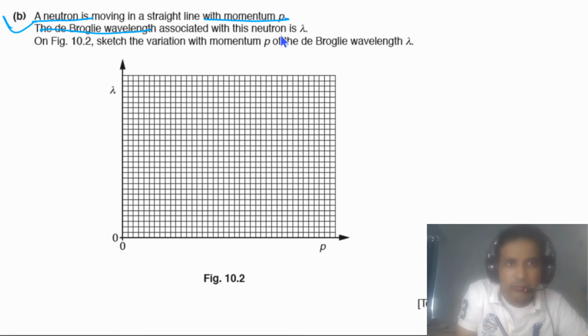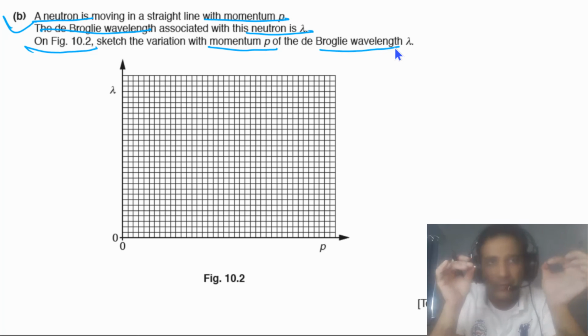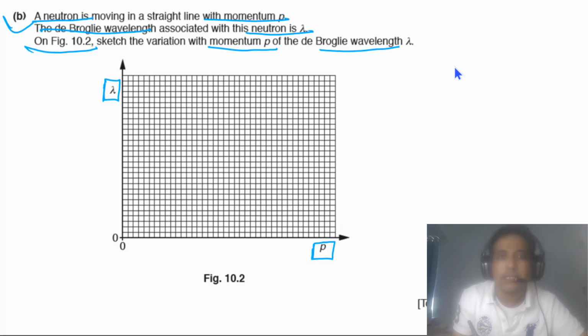Part B says a neutron is moving in a straight line with momentum p. The de Broglie wavelength associated with this neutron is lambda. On figure 10.2, sketch the variation with momentum p of the de Broglie wavelength. That means how the de Broglie wavelength is changing with momentum. For this question, we have lambda on the y-axis and the momentum of the neutron on the x-axis.